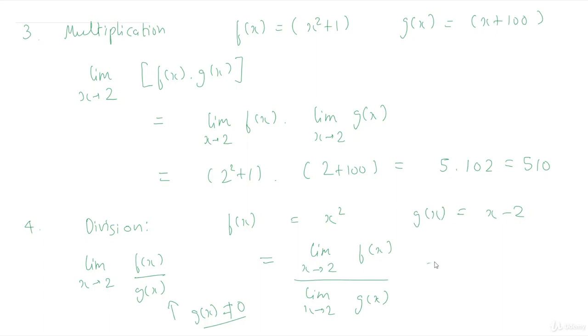This limit x approaches 2 g of x is not existing. But this limit is not existing, so we can say it is undefined. Since the denominator can't be 0, this is the basic concept of algebra of limits which I have introduced in this video.